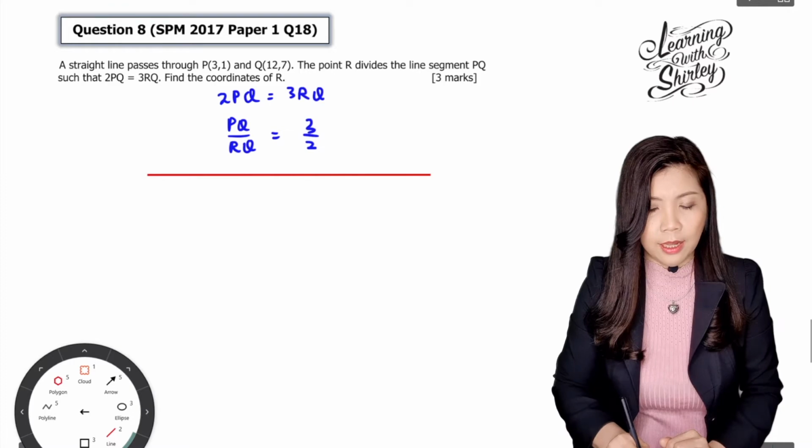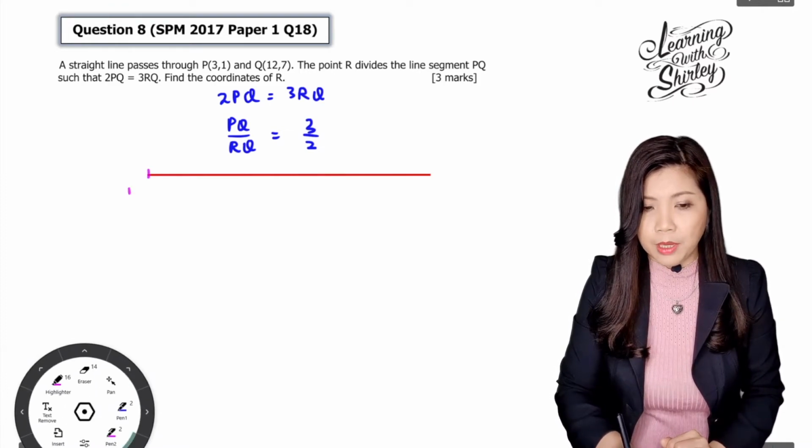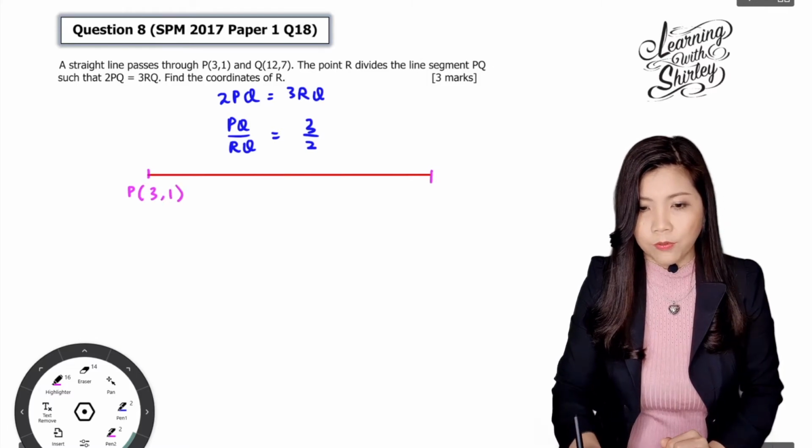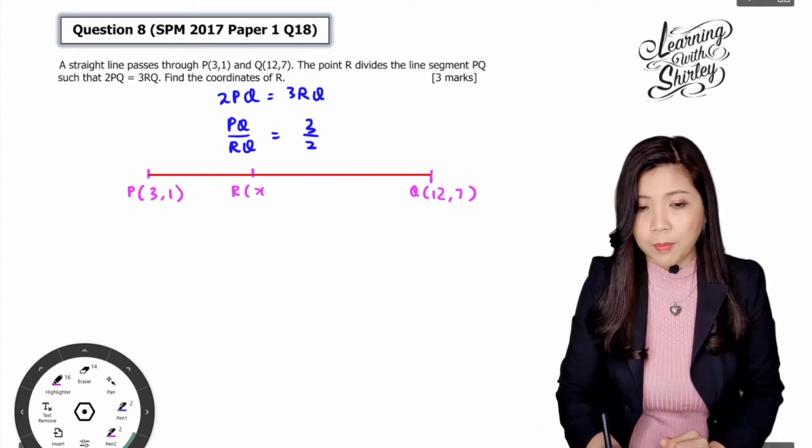Let's say this is the line. Here will be P, P is (3,1), and then Q is over here, which is (12,7). R is somewhere in between P and Q, but not exactly in the middle. So I label it as (x,y) because it's unknown.